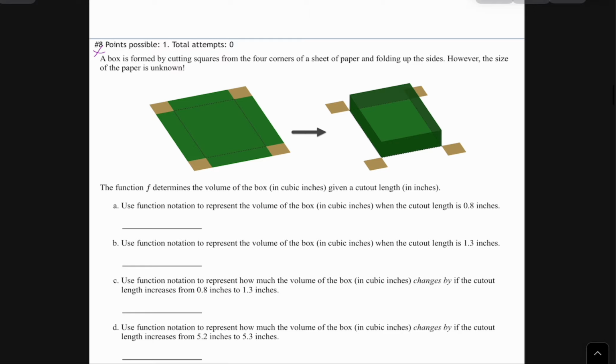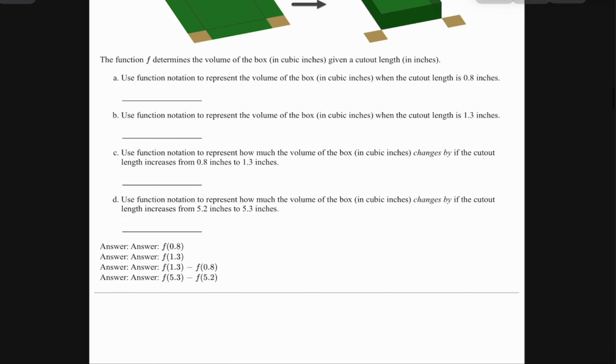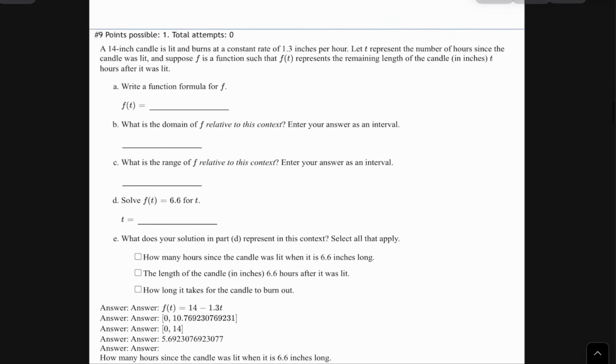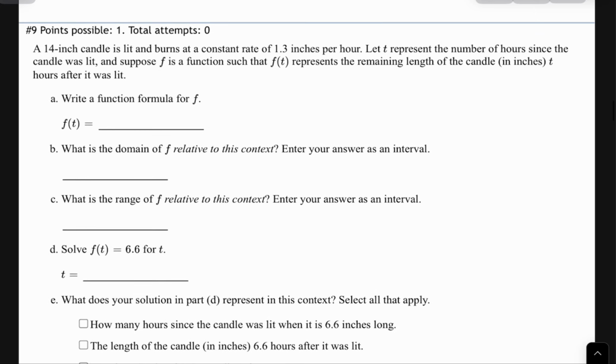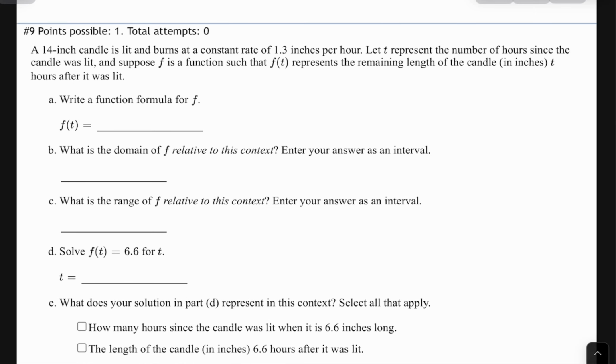Now we're going to skip number 8. I want to go to the candle problem, problem number 9. It says we have this candle that's 14 inches. Now note, mine's 14 inches, yours might not be. It's burning at a rate of 1.3 inches per hour. Yours might be a little different than mine.